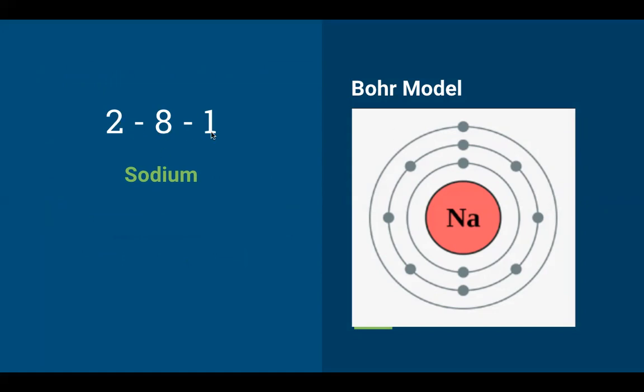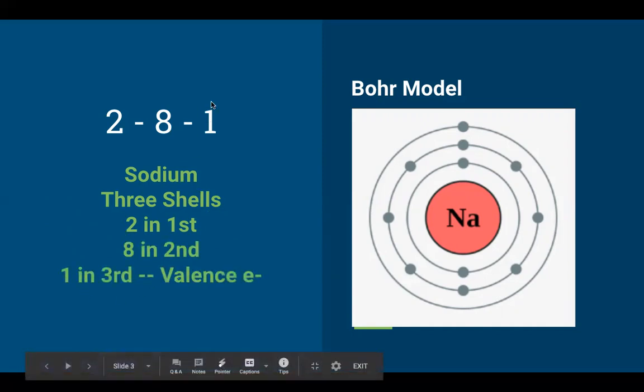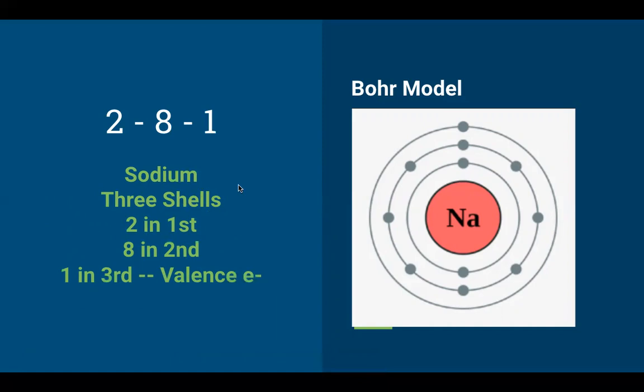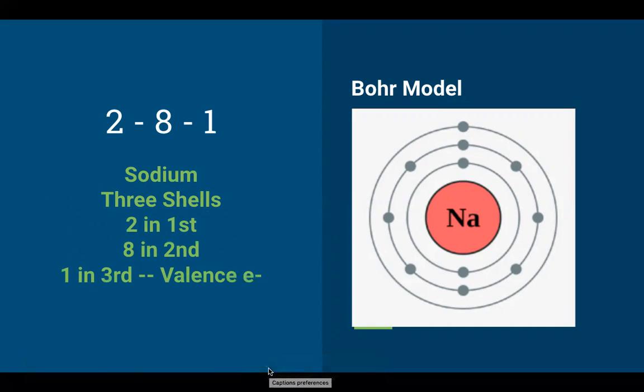This 2-8-1 basically just means that sodium is in the third period, so it has 3 shells. There are 2 electrons in the first shell, 8 electrons in the second shell, and 1 electron in the third. This one out here in the third, the highest energy level, is what we refer to as the valence electron. That's the one that can be lost or gained in order to initiate bonding.